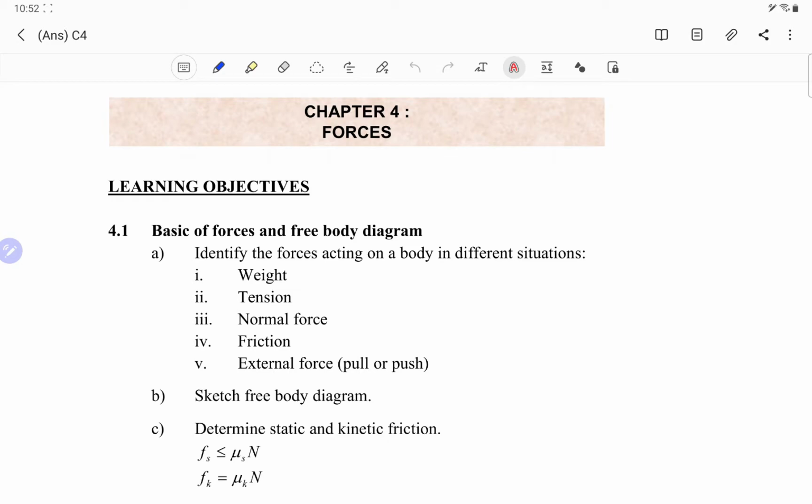So for today's video, we are going to focus on 4.1 Basic of Forces and Free Body Diagram. I believe that you have learned some of the types of forces during your school. For example, we have weight, tension, normal force, friction, external force, which are pull or push. Then in this subtopic, you're going to have to sketch free body diagram correctly and then determine static and kinetic friction. Fs is the static friction, Fk is the kinetic friction. So later we're going to see what are the differences between these two.